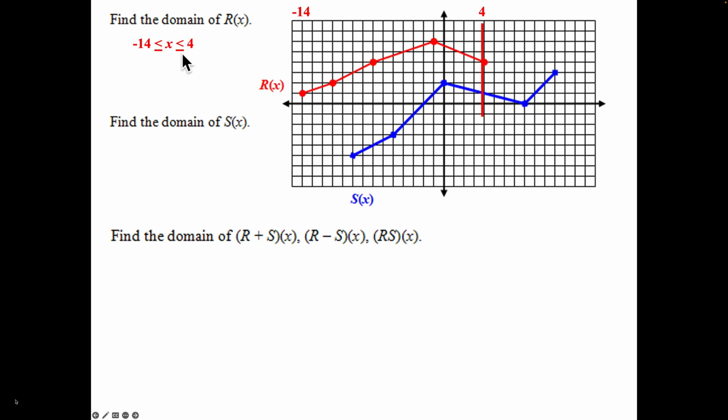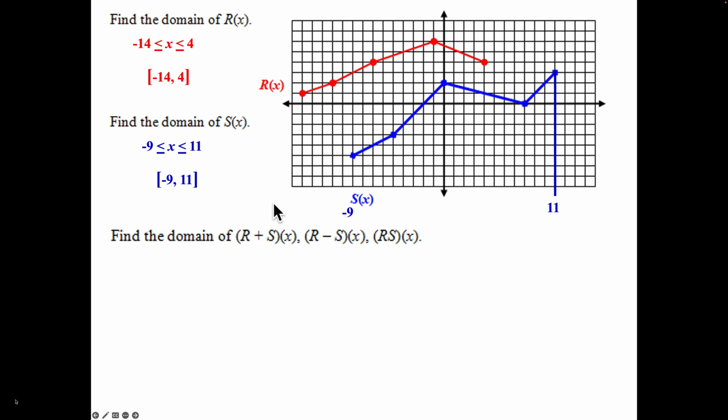There's my domain in a compound inequality. And then interval notation, bracket, negative 14, comma 4. S of x, that's the blue function here. Far left x, negative 9. Far right x, it's going to be 11. So negative 9 less than or equal to x less than or equal to 11, or interval notation, negative 9, comma 11, with brackets around both sides.